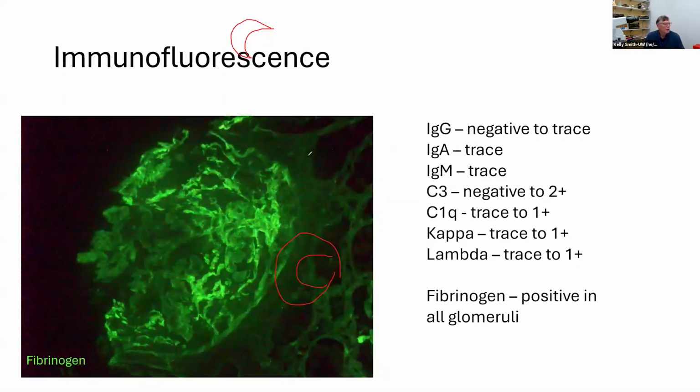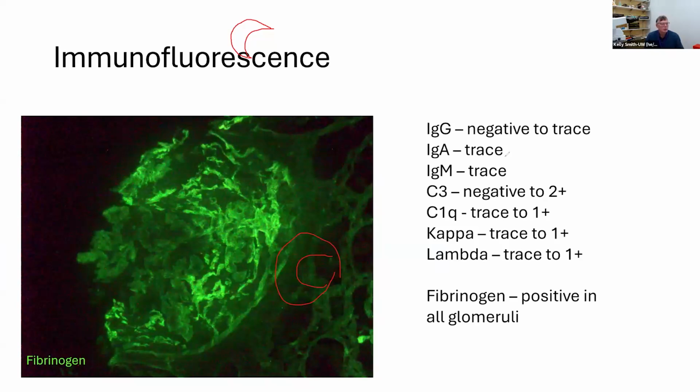What about immunofluorescence? The main finding was fibrinogen. Every single glomerulus in the immunofluorescence was involved by cellular crescents, and many of them showed fibrinogen just decorating the areas of crescent formation. It was positive in essentially all of the glomeruli.